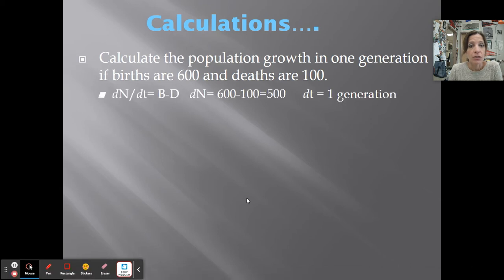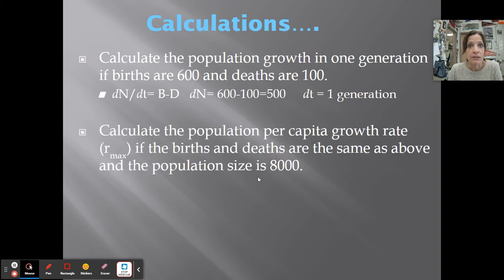Okay, so you should have used this equation. That's the first thing you want to do, figure out which equation to use. So we want to know what the population will grow in 1 year. So we're going to take your births minus your deaths, and that's 500. And so this population will grow 500 in 1 year. Okay, so here's another one. Calculate the population per capita growth rate. So we're looking at r max if the births and deaths are the same as above, but now the population size is 8,000. Okay, so go ahead and pause the video.